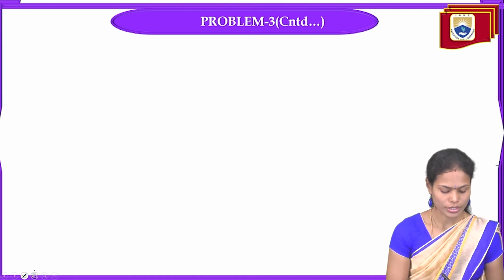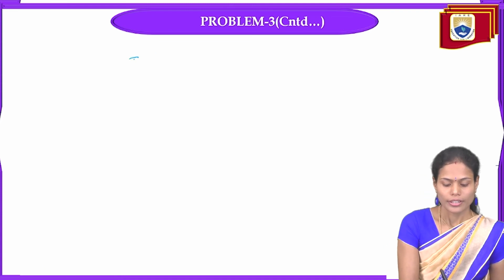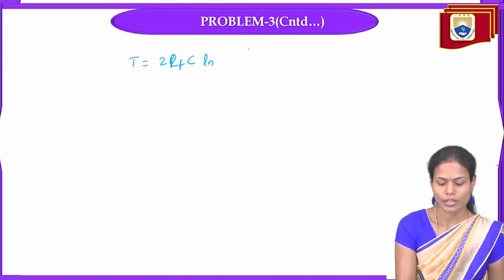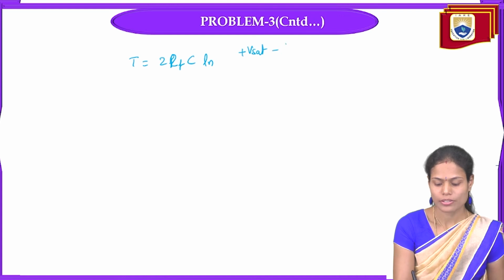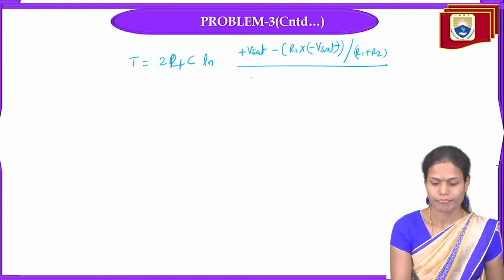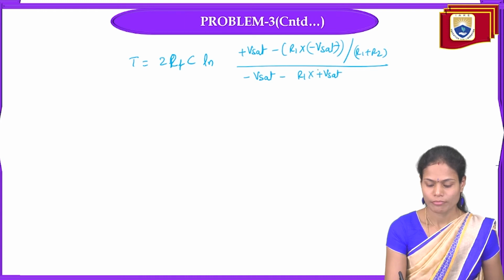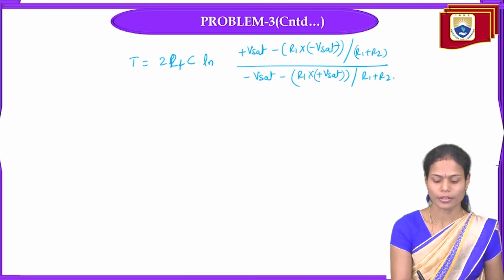So if we substitute the lower threshold voltage as well as the upper threshold voltage in the time period equation, we will get it as 2 RFC ln of (plus V sat minus of R1 into minus V saturation divided by R1 plus R2) over (minus V saturation minus of R1 into plus V saturation, whole divided by R1 plus R2).